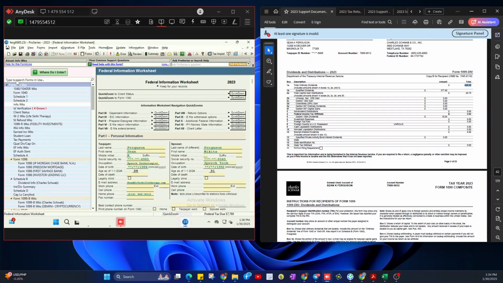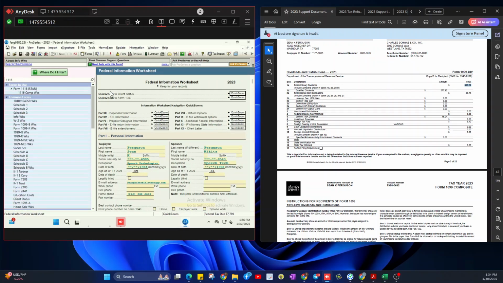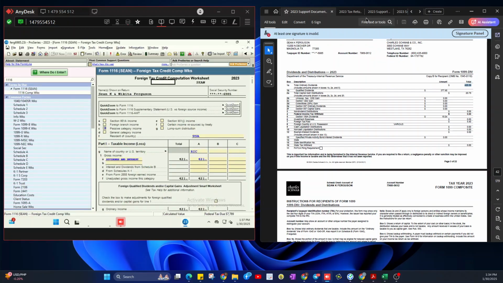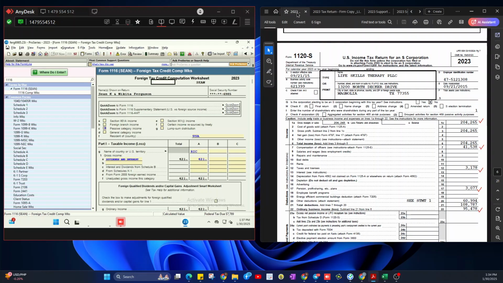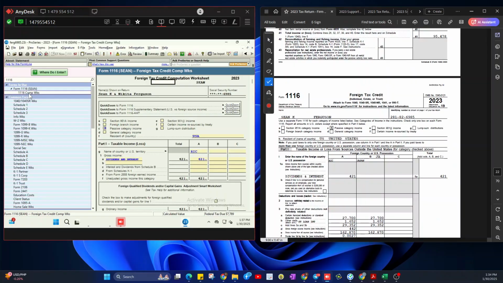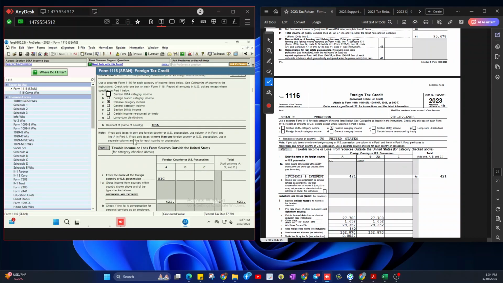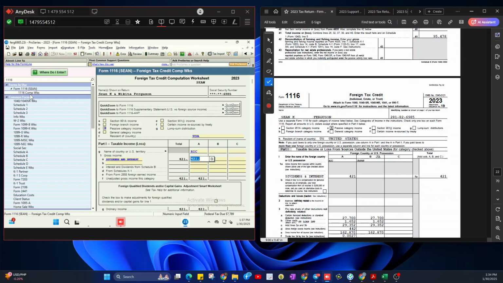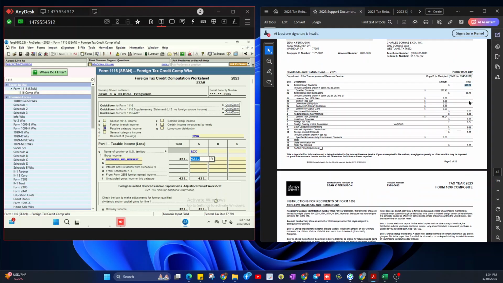okay. If we go to 1116, go to the worksheet, what we need to do is go to the worksheet, correct this one. The total should be 427, 447, 442.